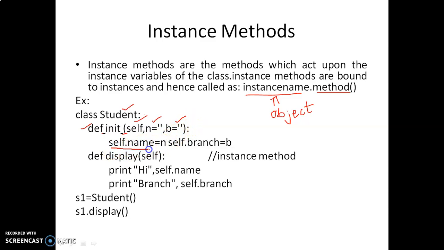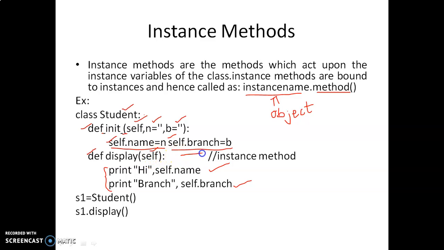And then we are assigning the values to our public variables. n is assigned to the name public variable, and b is assigned to the branch public variable. Next, we are creating another method, display. Display of self is the parameter, and in this display method I want to display the public variables which are created in the class. self.name shows the name variable value. self.branch shows the branch value. So this is the instance method.